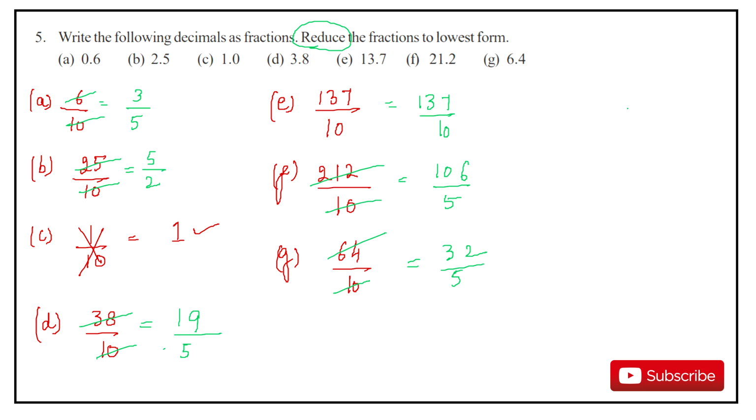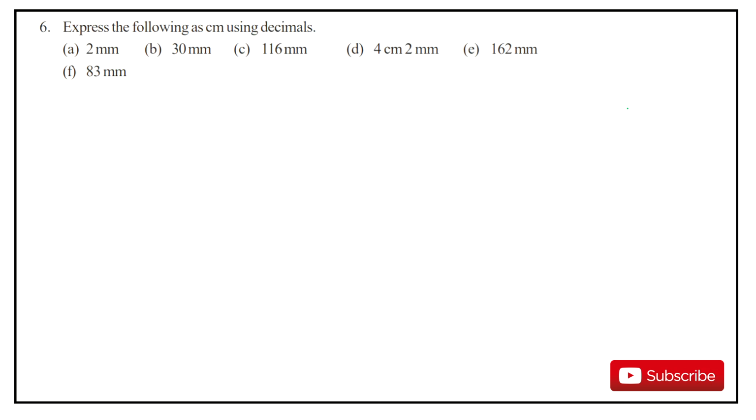Fifth question clear hai? Badhe aage? Alright, let's move to the sixth one. Express the following as centimeters using the decimals. Now we are supposed to use the decimal to write in centimeter. First is 2 millimeters. Everybody is aware that 1 centimeter is equal to 10 millimeters. So I'm going to write 2 millimeter is equal to 2 by 10 centimeter, which is equal to 0.2 centimeters.